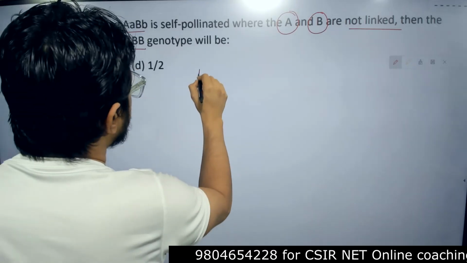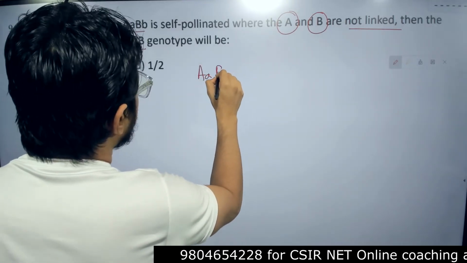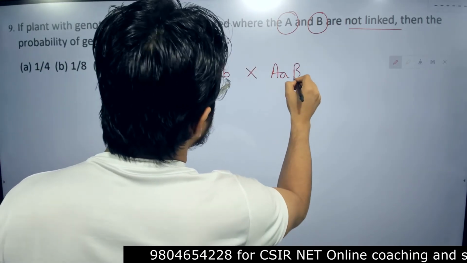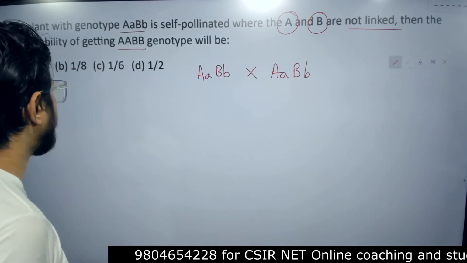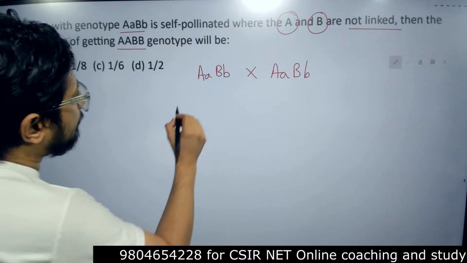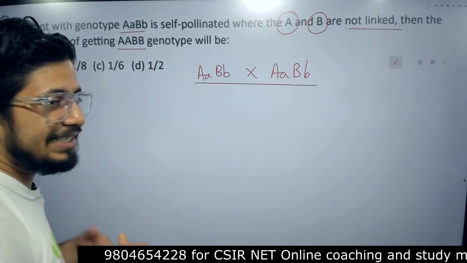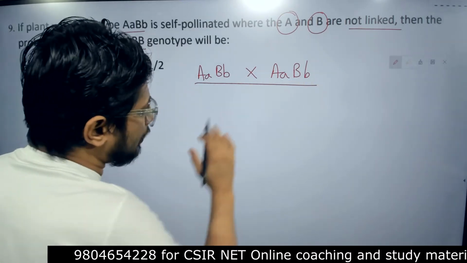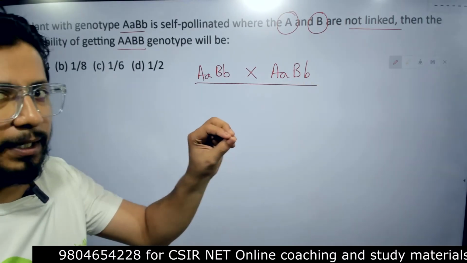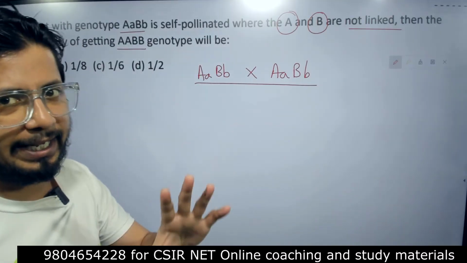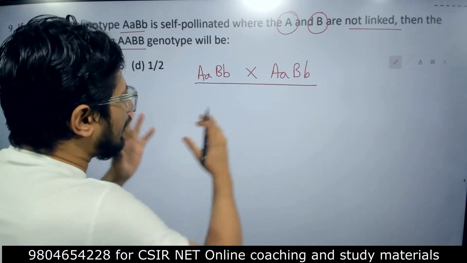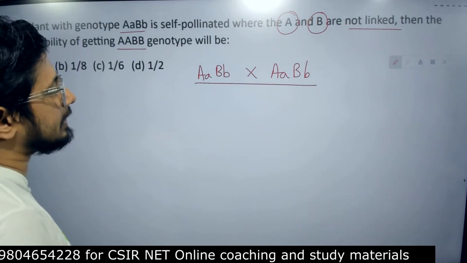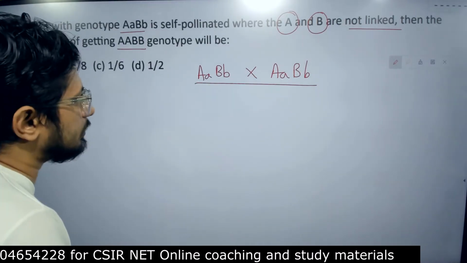We have capital A small a, capital B small b, and self-pollinated means we have the same genotype crossed with itself. Now when we have this kind of crossing, the easy way to find out the probabilities is to divide the number of genes. It becomes very easy if you divide, there are two genes, A and B. We divide them and look at the Punnett square separately. You could look at them together as well, but looking separately makes it easier.